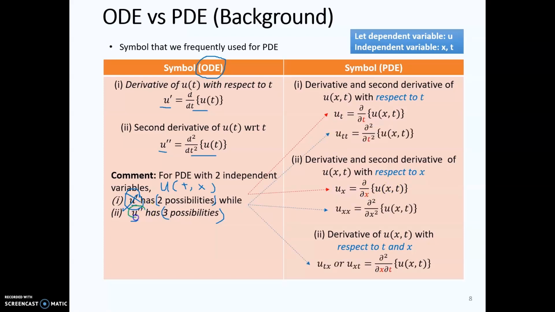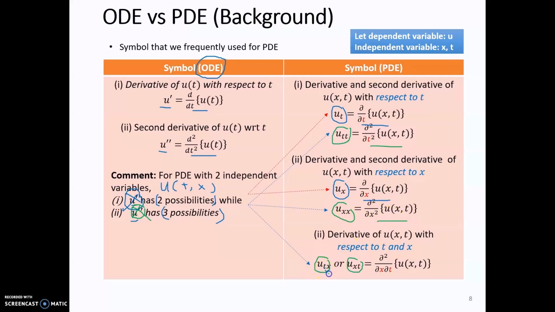Similarly, we don't use the symbol u double prime in the PDE. So we use the symbol utt, uxx, and utx or uxt here. Utt means the second derivative of u with respect to t, because you differentiate the u twice with t. So when you expand, you should obtain this. Uxx means the second derivative of u with respect to x. So this is the expansion result.